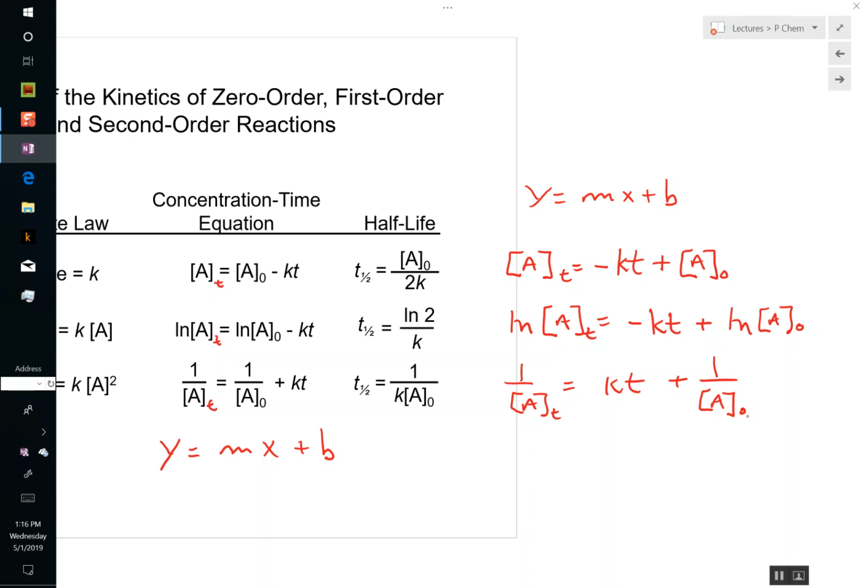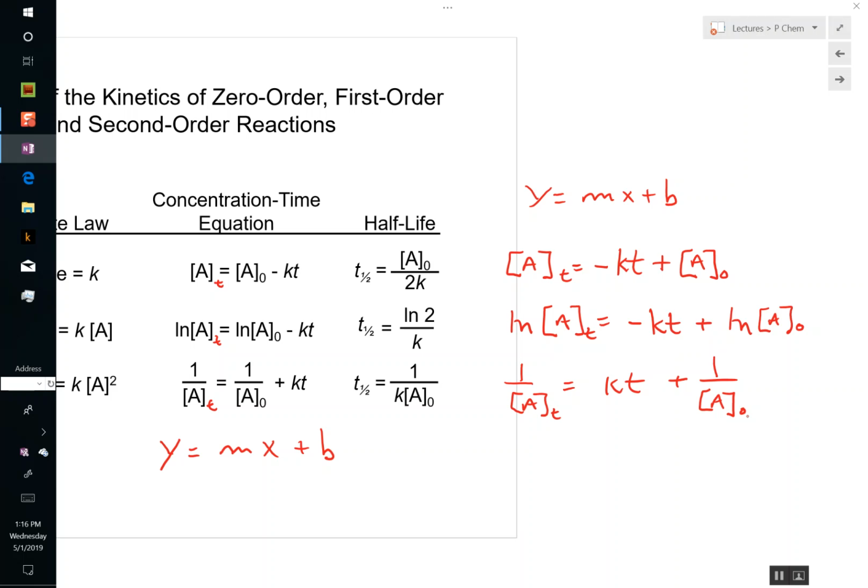Here's the deal. You look at this data, you can see it's all in 5 minutes. It's giving you all the data in terms of the concentration of A naught, the ln of A naught, or 1 over A naught. Okay, so it's giving you these numbers. So you find which one's linear.